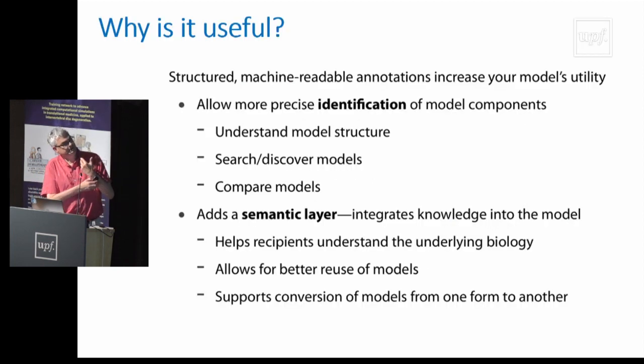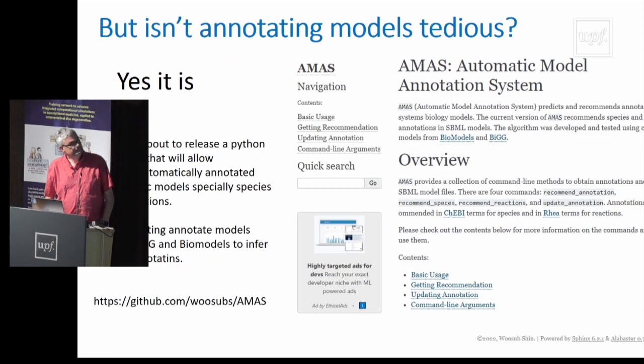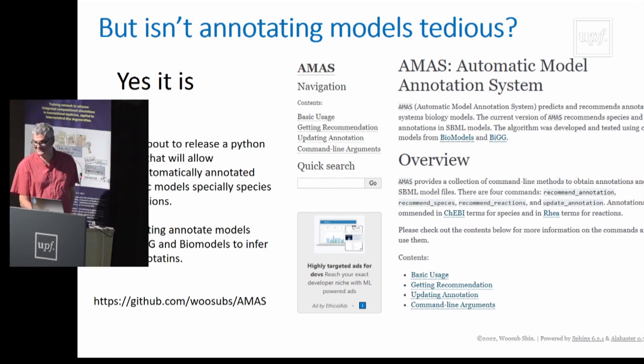So why is it useful to annotate? The trouble with annotation is it's tedious. Nobody wants to do it, of course. But there are advantages in understanding the model. The minute you have metadata like that, you can start doing searches, like, I want all models that use a particular Michaelis-Menten equation. All right? You can start comparing models, et cetera. It basically adds a semantic layer onto your models. Now, as I said, it's really tedious. Is it tedious? Yes, it is. And nobody wants to do it.